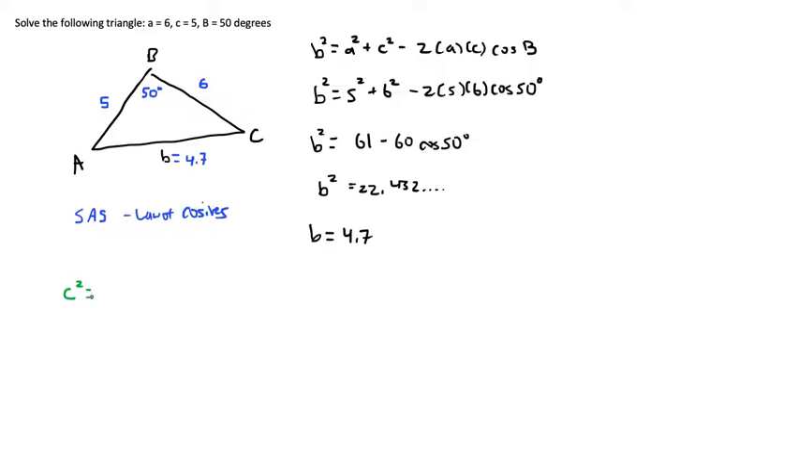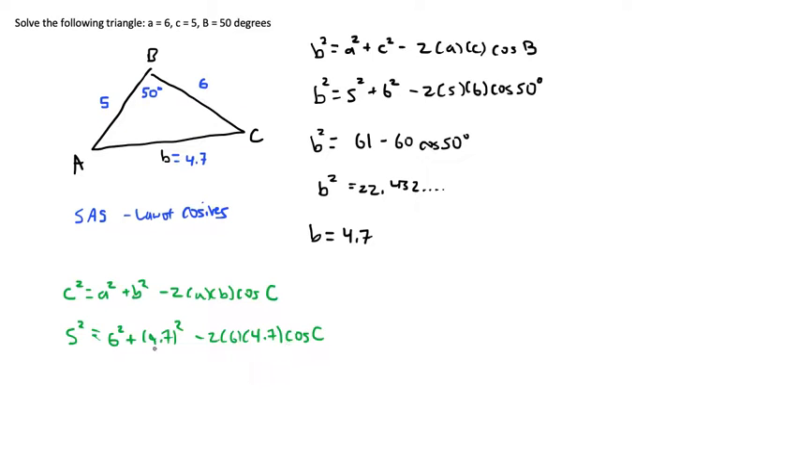C squared is equal to A squared plus B squared minus 2 times A times B times the cosine of C. And now you've got to notice in this case, we know the three sides. What we're trying to find is angle C here. So let's plug in what we know. We got 5 squared is equal to 6 squared. B is what we just found, which is 4.7 squared. Minus 2 times 6 times 4.7 times the cosine of C.